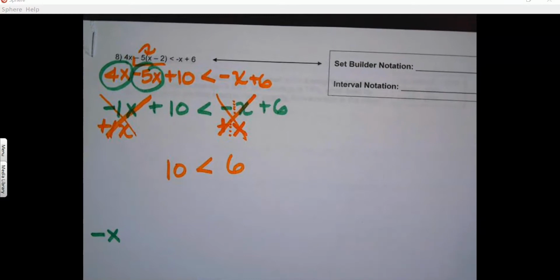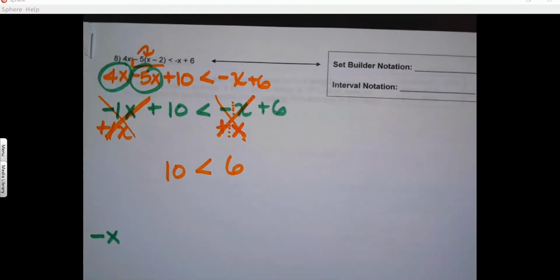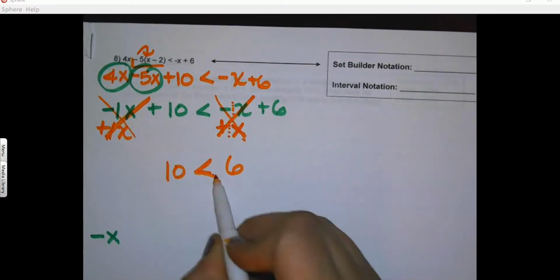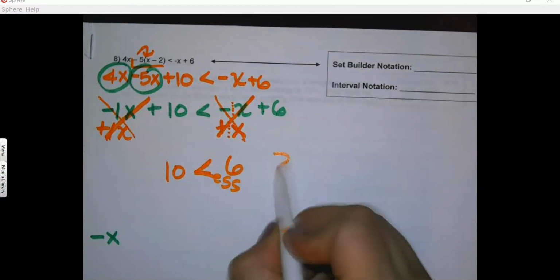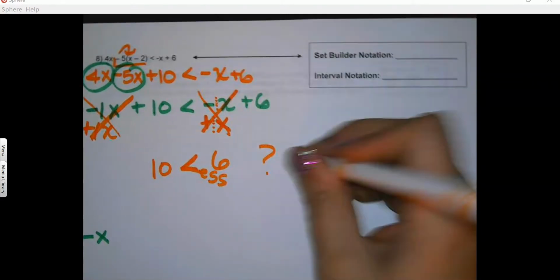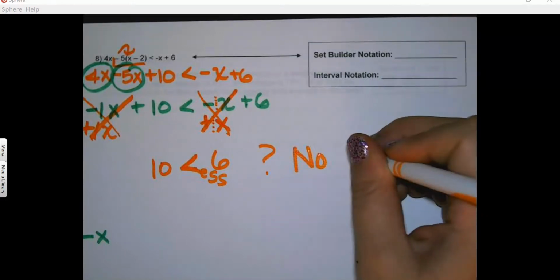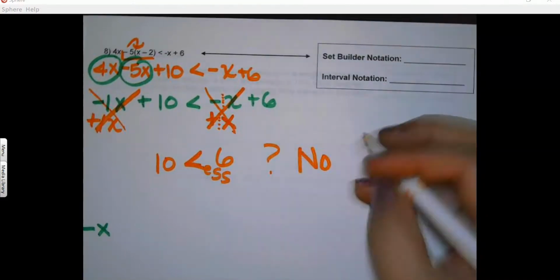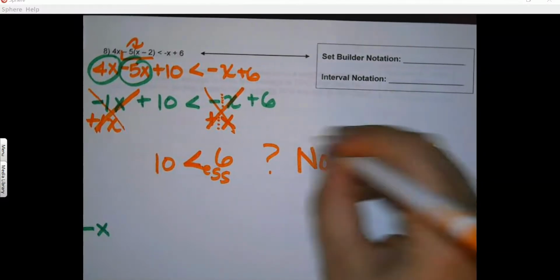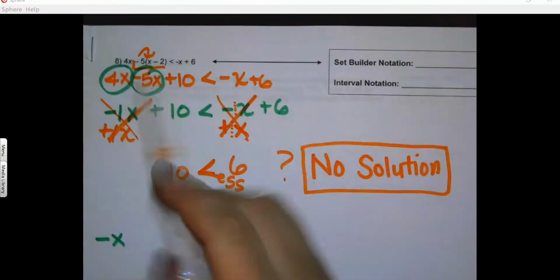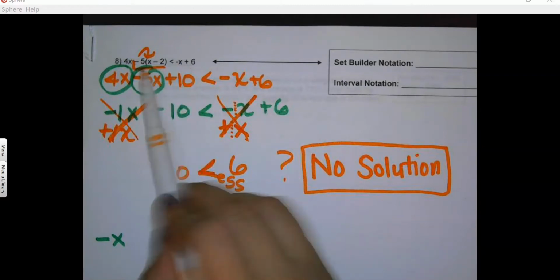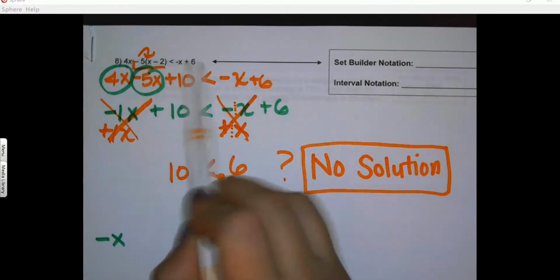When that happens, you bring down the rest of the problem and then you read this. This says 10 is less than 6. No. 10 is not less than 6. No. So that's how I remember, because it's no, it's not correct. There is no solution to this problem. There is no number that can go in for x and make both sides work, the left side less than the right side.